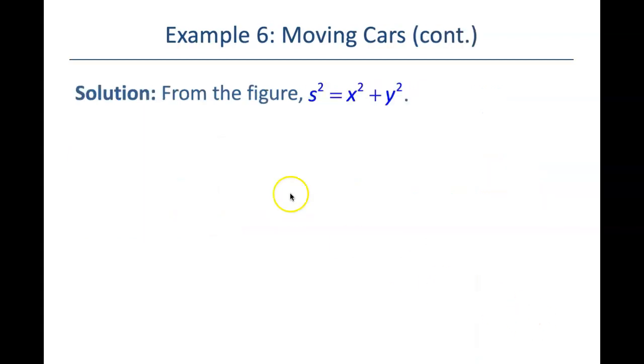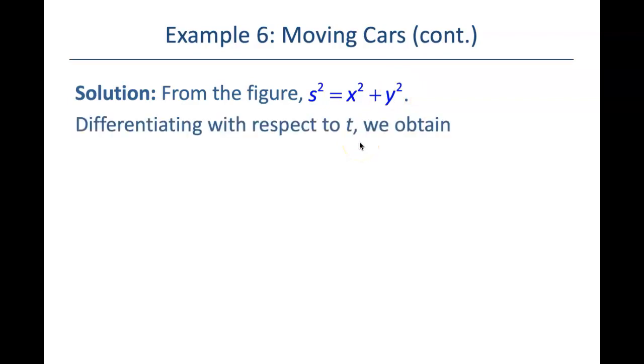All right, so yeah, there it is. From the figure, we've got s squared, that's the distance between the two trucks, and that's equal to x squared plus y squared. And they told us how x and y are changing. That's the speed of each of the cars. Differentiating with respect to t, because remember, we want to know ds/dt. We want to know how fast the distance between them is changing with respect to time. So none of these three variables is t, right? So we're going to get a bunch of fun terms here.